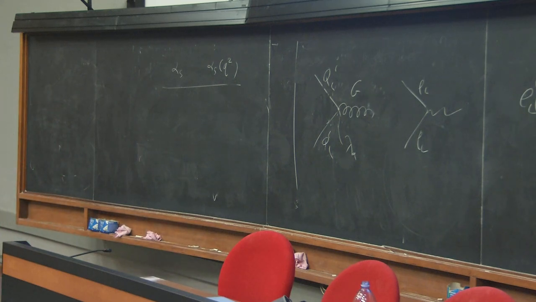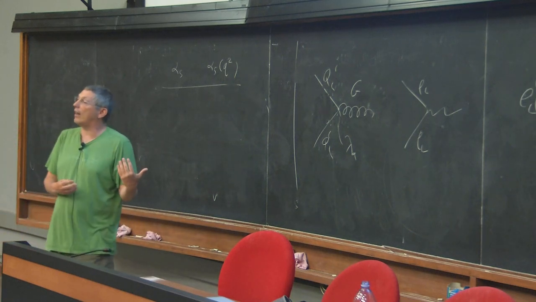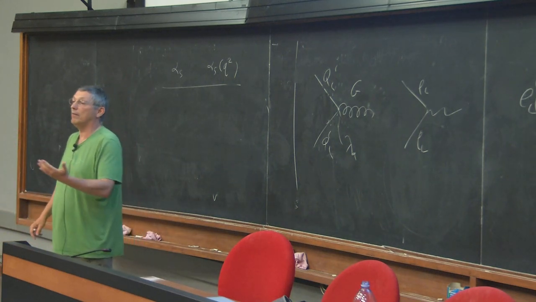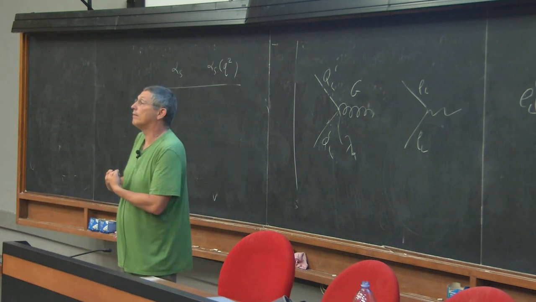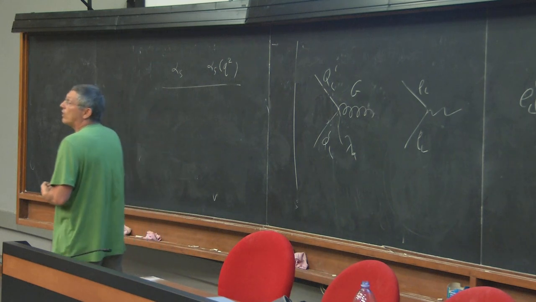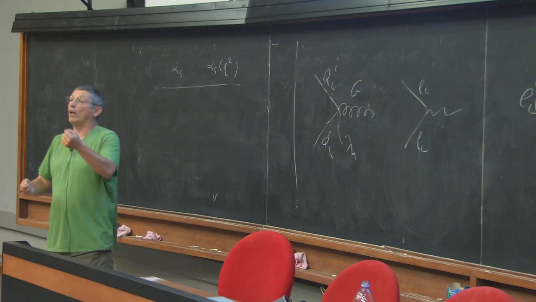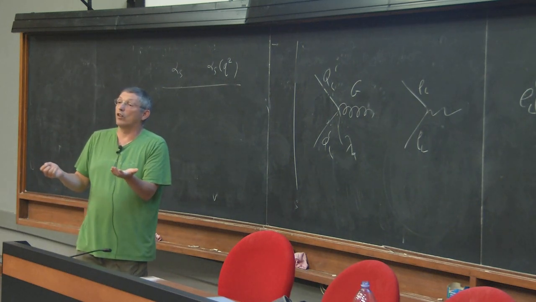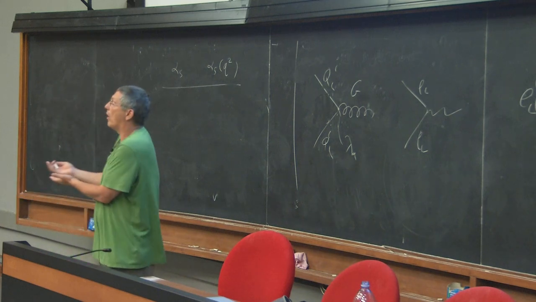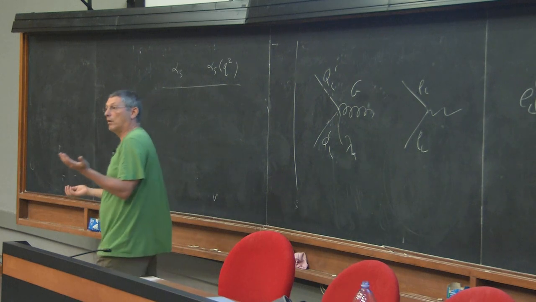Anyway, at the end of the day, what I want to tell you about alpha strong is the following story. In electromagnetism, when I do an experiment at higher and higher energy, the coupling constant becomes stronger and stronger. When I do the calculation at the mass of the Z, alpha, instead of being 1 over 137, becomes 1 over 128. It's a little bit bigger, not by much, but a little bit stronger.